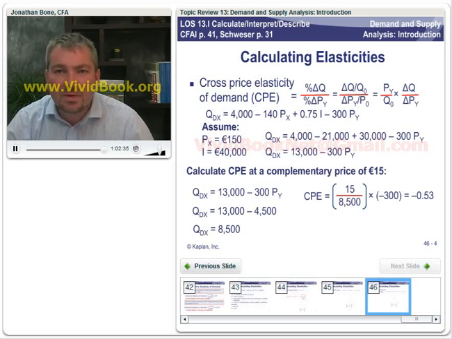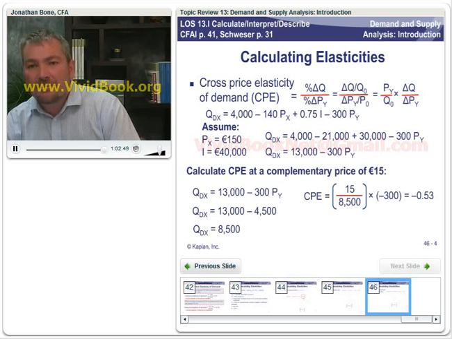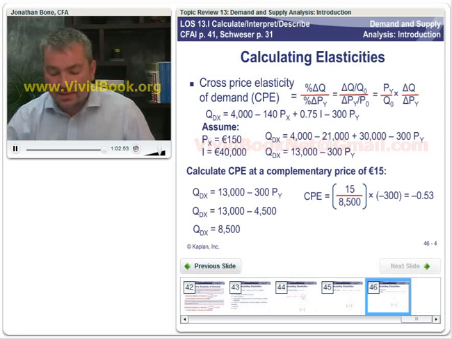Now, of course, what that is saying is as the price of the complement goes up, the quantity demanded of our product is going to drop, but by a smaller proportion. Notice, because it's less than 1, 0.53. Okay, and that is the end of this reading.